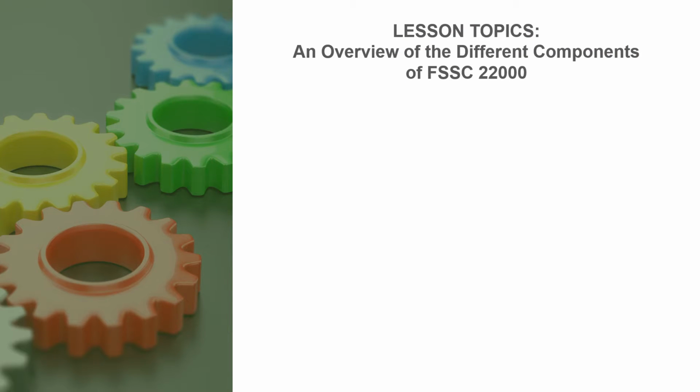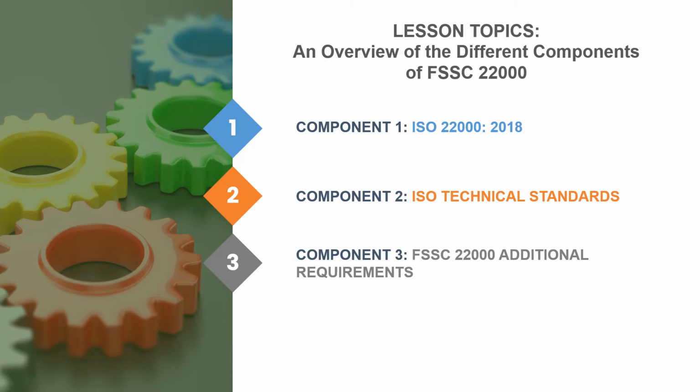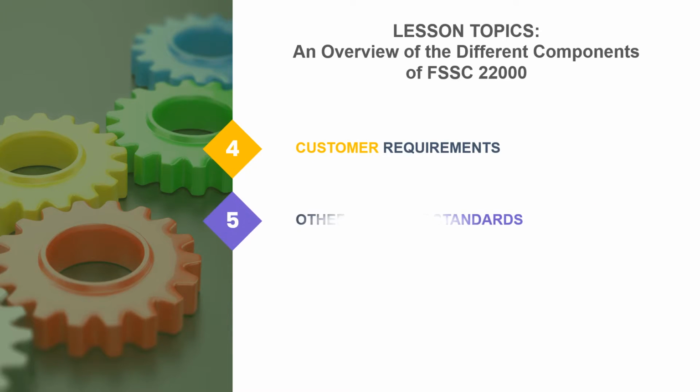We will be discussing the following topics. The first topic is the ISO 22000-2018 standard. The second topic is the summary of the technical standard, which is ISO 22002 Part 1 for food manufacturing. The next topic will be FSSC 22000 additional requirements. We will also be discussing customer requirements, and lastly, other standards that are relevant to FSSC 22000.